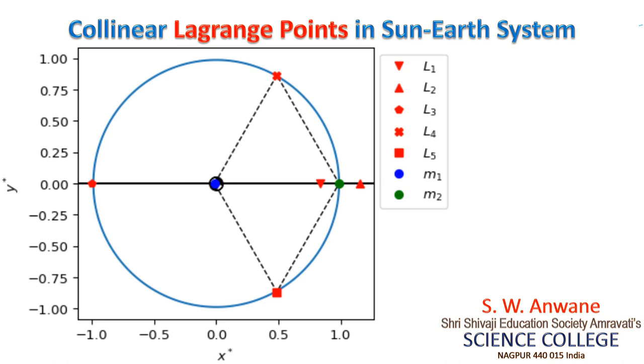There are five equilibrium points to be found in the vicinity of orbiting masses. They are called Lagrange points in honor of French-Italian mathematician Joseph Lagrange, who discovered these points while studying the restricted three-body problem. The term restricted refers to the condition that two of the masses are very much heavier than the third.